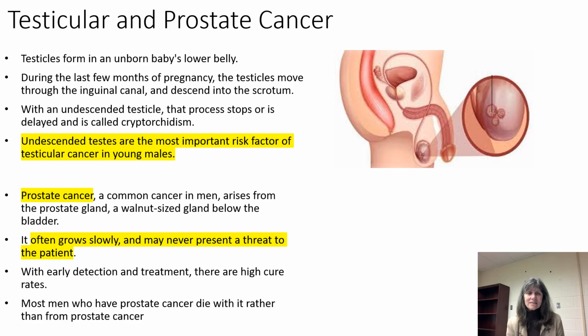With prostate cancer, it's a much more common cancer in men, and it arises from the prostate gland, which is a walnut-sized gland just inferior to the bladder. It often grows very, very slowly and may never present a threat to that male patient. With early detection and treatment, there are high cure rates, and most men who have prostate cancer will die with it rather than from it.